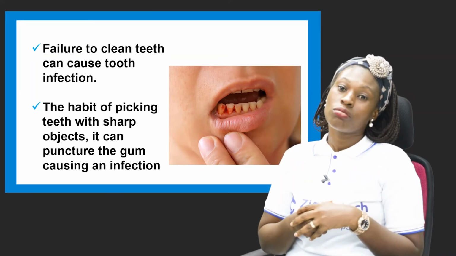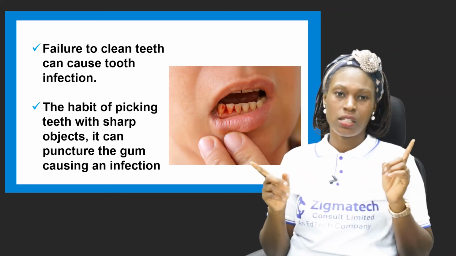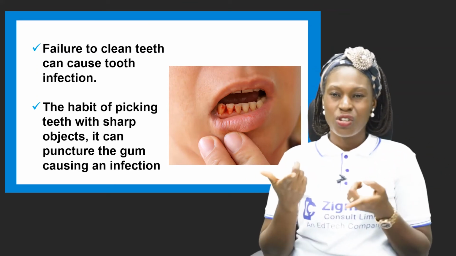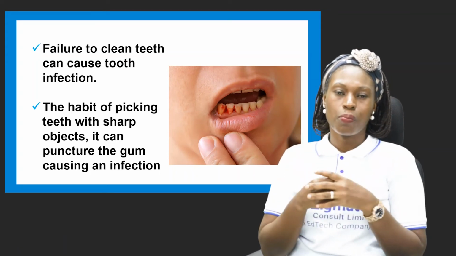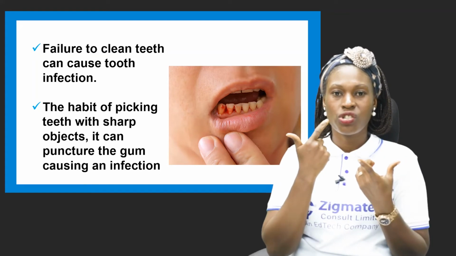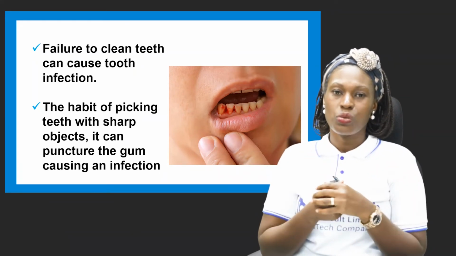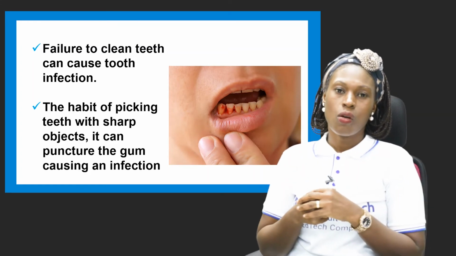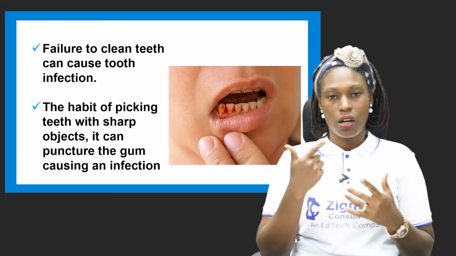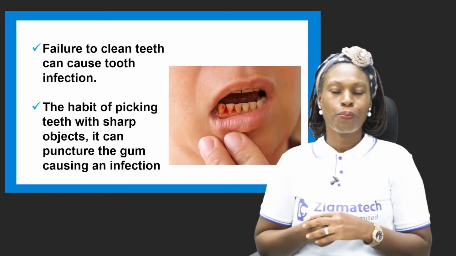Also, the habit of picking teeth with sharp objects should be avoided. You can actually puncture your gum. You can see this picture, someone bleeding from the gum, possibly because something sharp was used on the teeth. Do not do that. Do not use sharp objects when cleaning your teeth so as not to get your gum punctured.